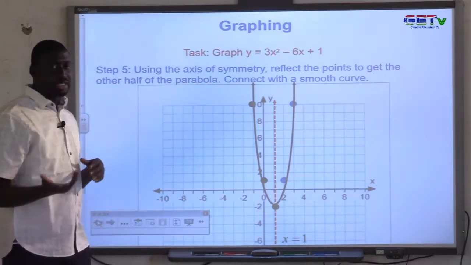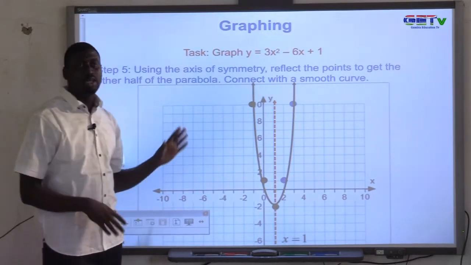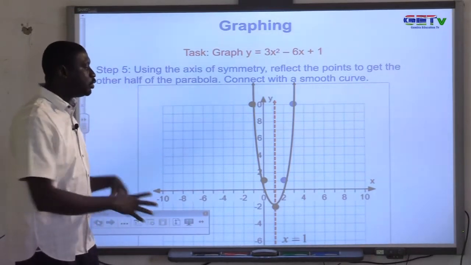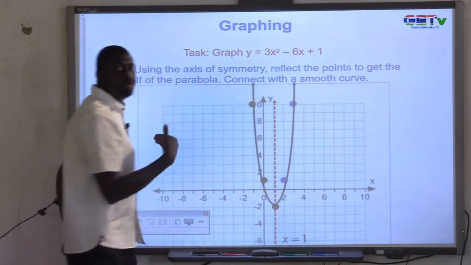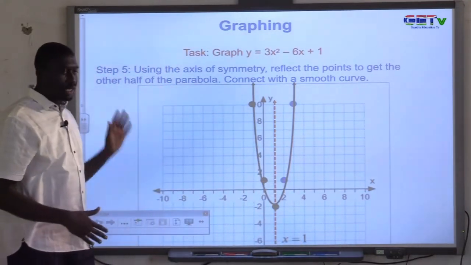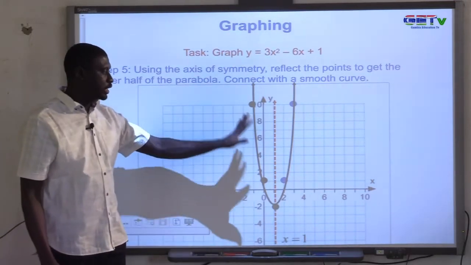You might be surprised, you might be taught differently by using tables and values. What matters is at the end, you'll get the same graph. That's the most important thing. The method may differ, but at the end, the solution must be the same. And this is the graph of the function.